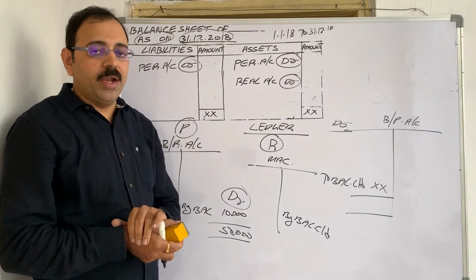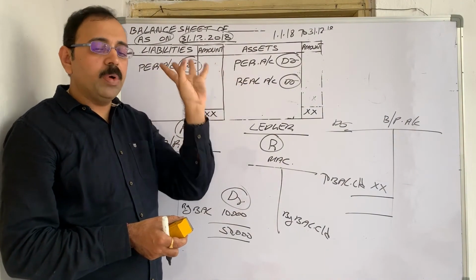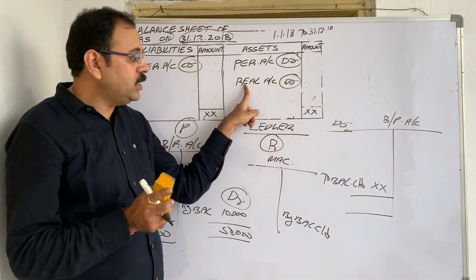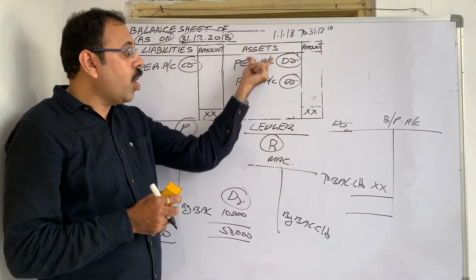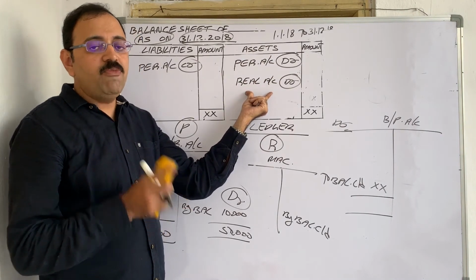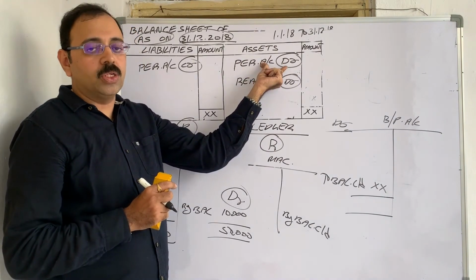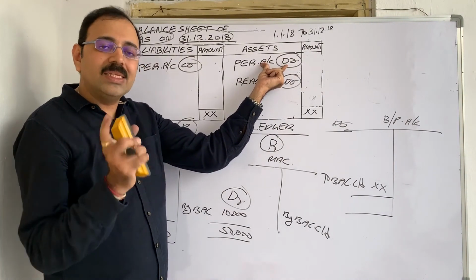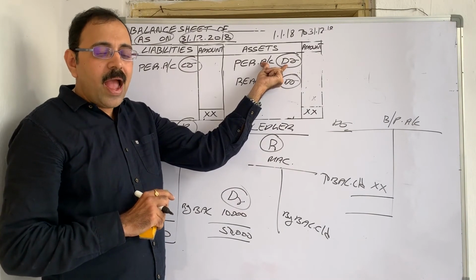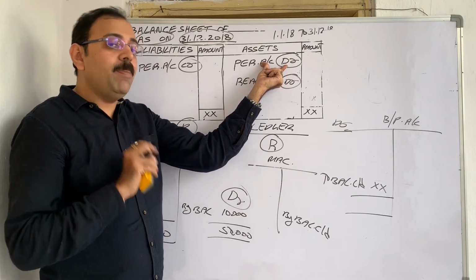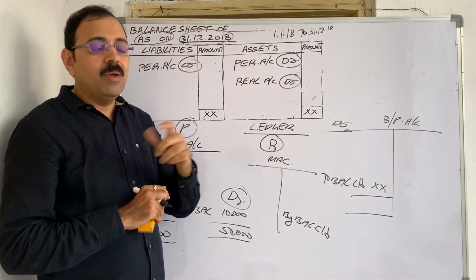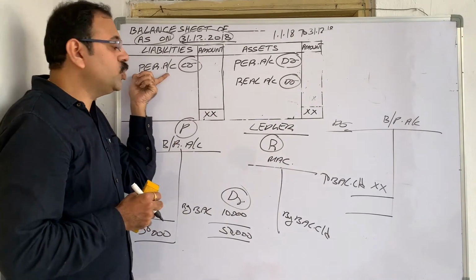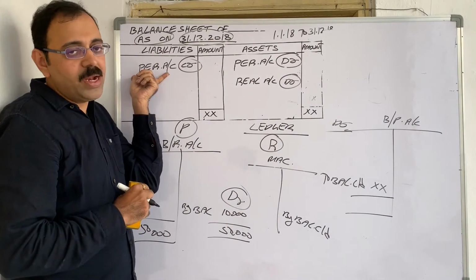Be clear with this point. In the balance sheet, we record personal accounts and real accounts. A real account always shows a debit balance, and that balance we have to record on the asset side of the balance sheet. If a personal account shows a debit balance, show it as an asset, for example, debtors account, bills receivable account, etc. And if any personal account shows a credit balance like creditors, bills payable, loan from bank, then that amount we should record on the liability side of the balance sheet.